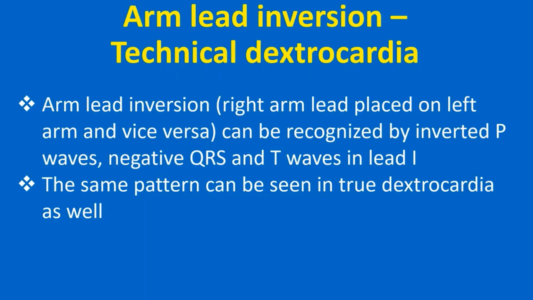Arm lead inversion, where the right arm lead is placed on the left arm and vice versa, can be recognized by inverted P waves, negative QRS and T waves in lead 1. The same pattern can be seen in true dextrocardia as well.